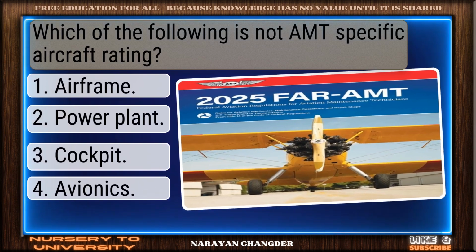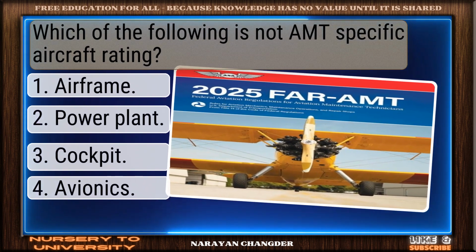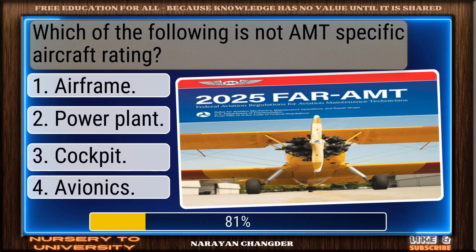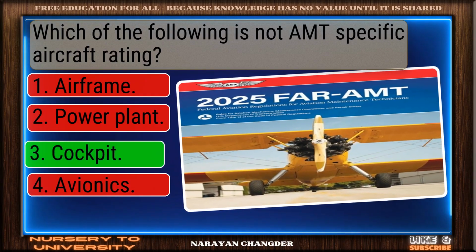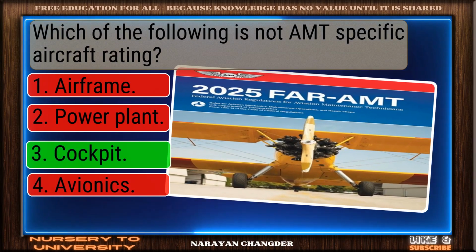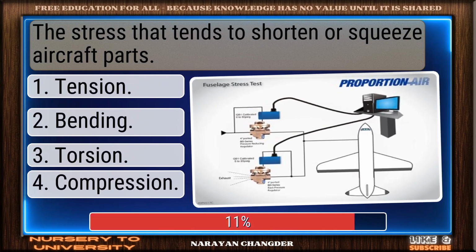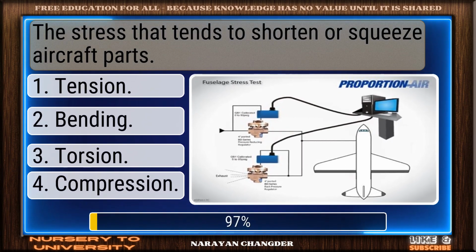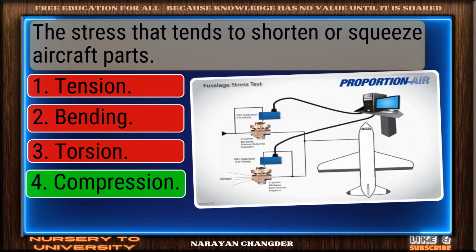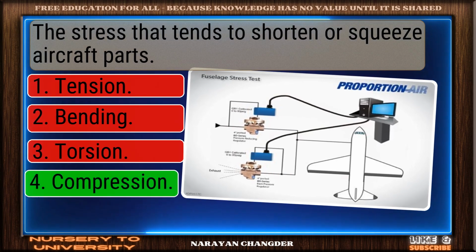Which of the following is not AMT-specific aircraft rating? You're right. Cockpit is the correct answer. The stress that tends to shorten or squeeze aircraft parts. Well picked. Compression is the correct answer.